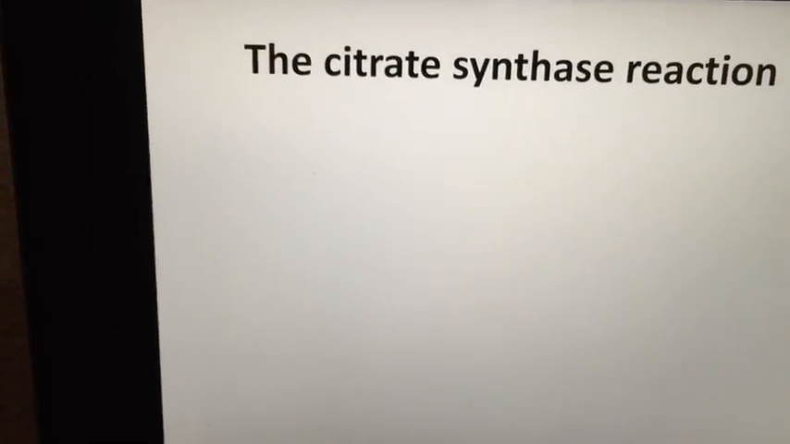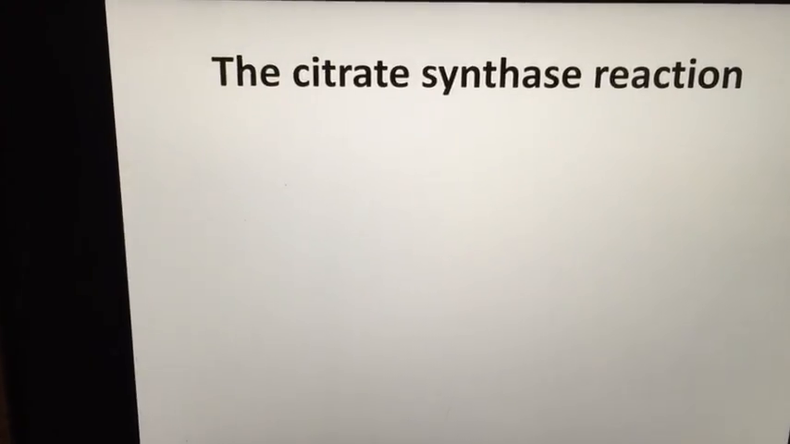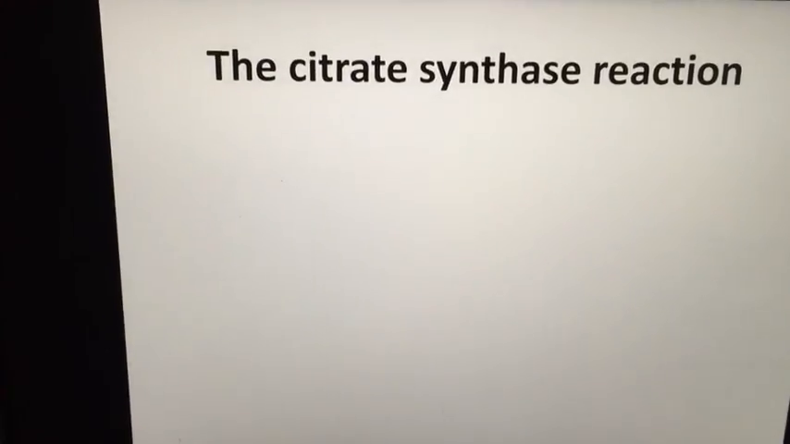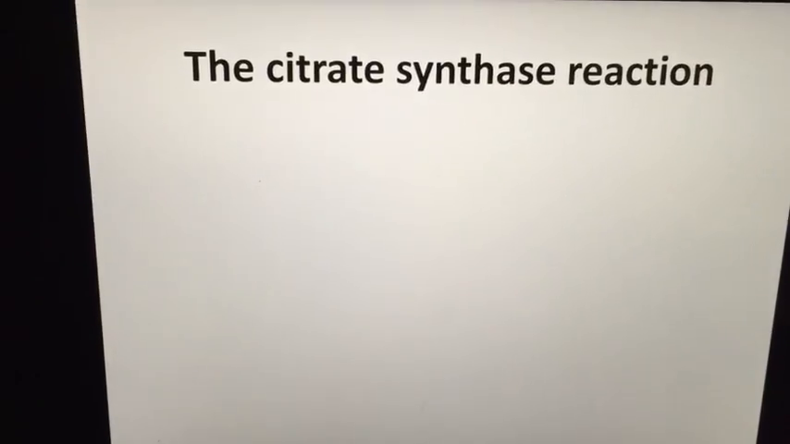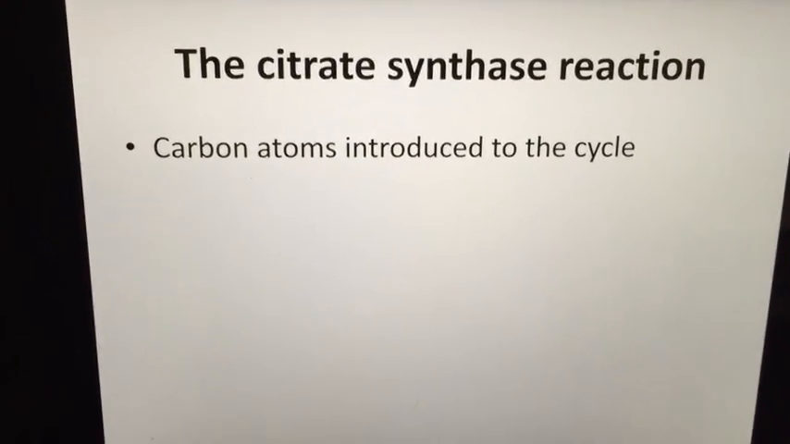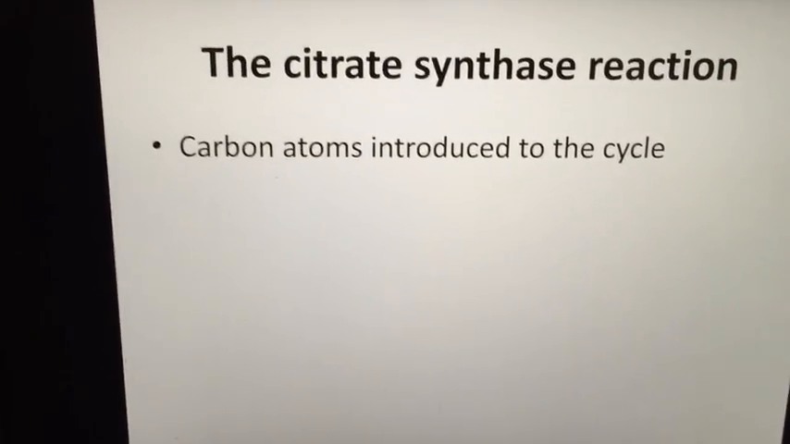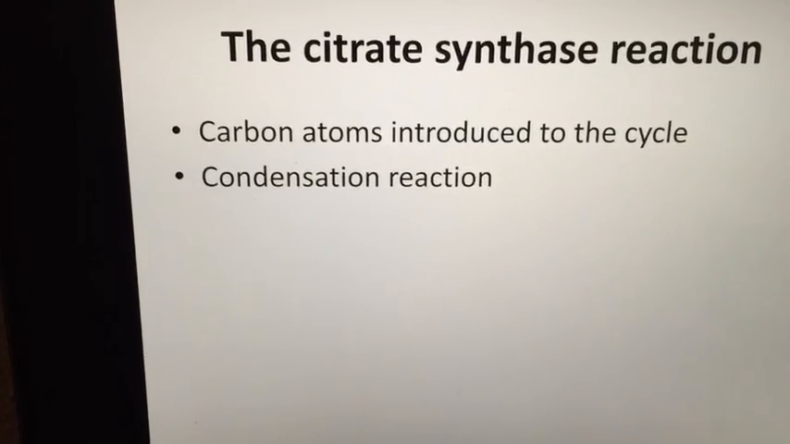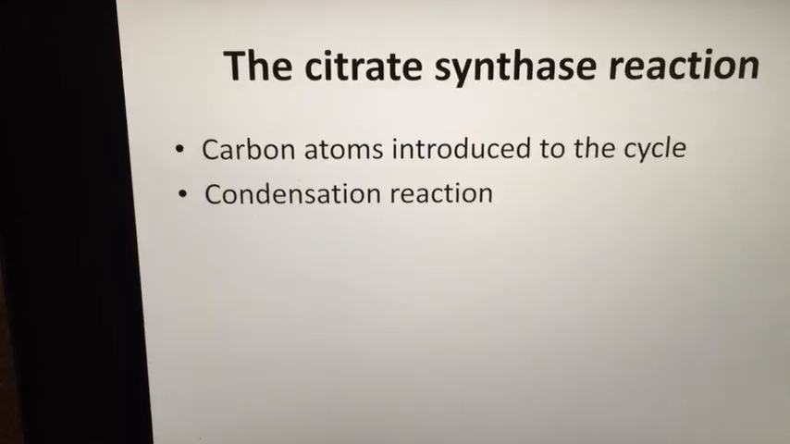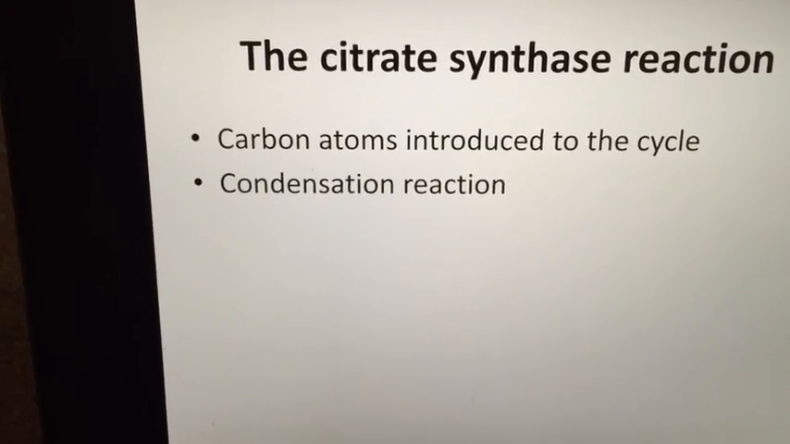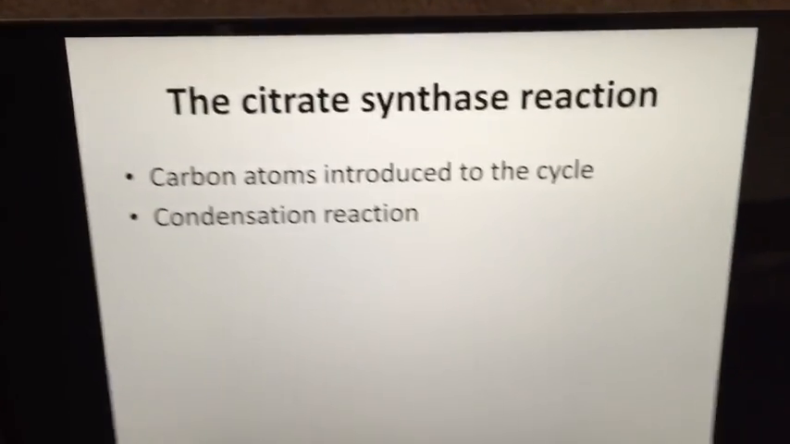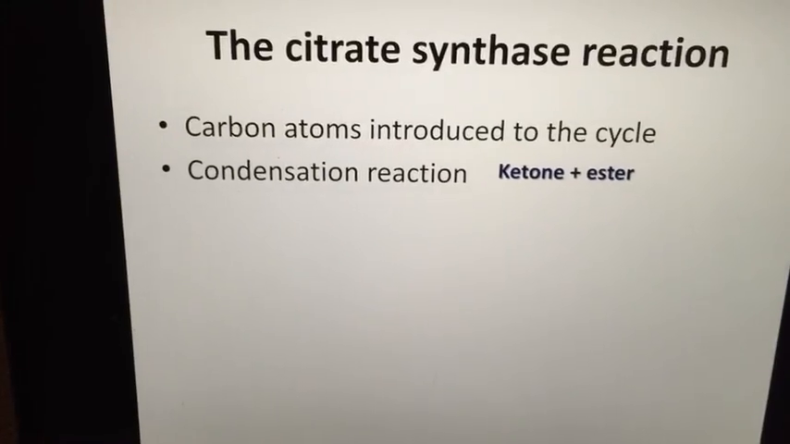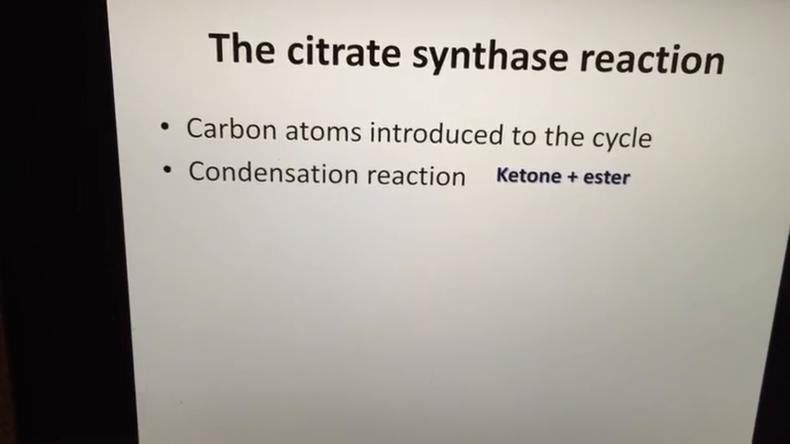Okay, next we can have a look at each of the reactions in the citric acid cycle in more detail. So the first is citrate synthase. Here, carbon atoms are introduced to the cycle in the form of the acetate moiety in acetyl-CoA. It's a condensation reaction where the 2 carbon acetyl group is added to the 4 carbon oxaloacetate.